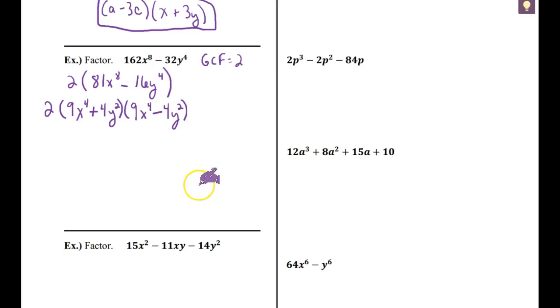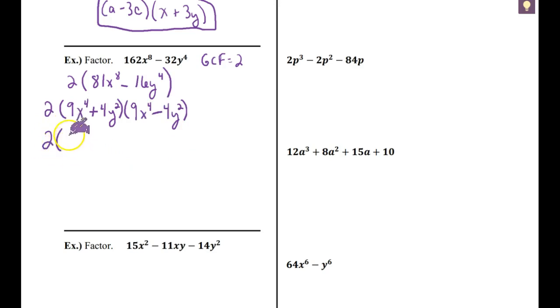And then I stop and I reevaluate. Is there anything else I can do? So I took out my GCF. These are squares. They're all perfect squares, but it's a sum, so that's not factorable. And over here I have perfect squares, right? 9 and 4. These are even exponents. They're all perfect squares, and it is a difference. So I need to keep going.